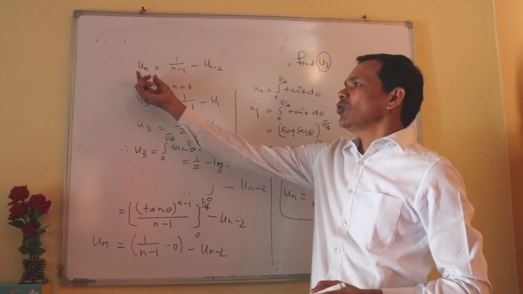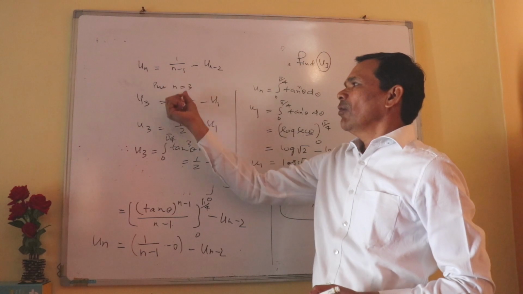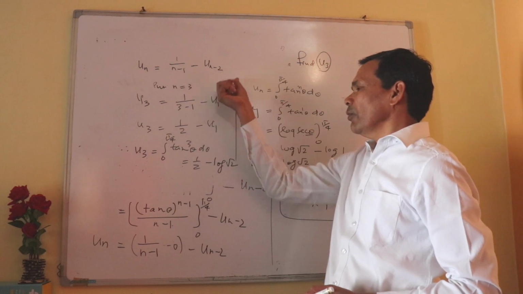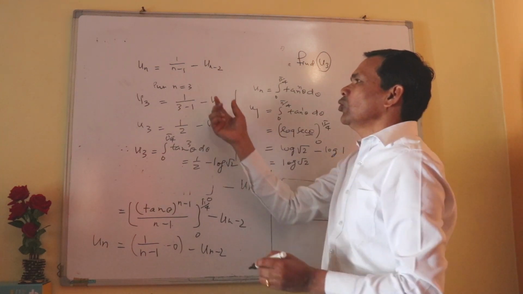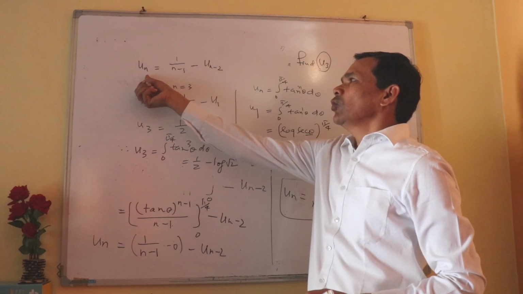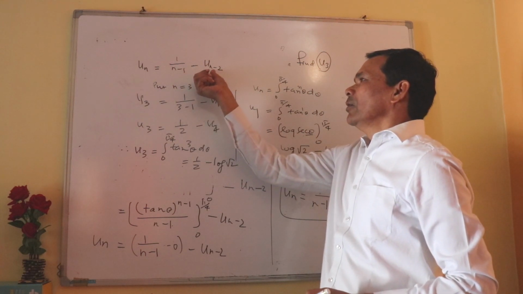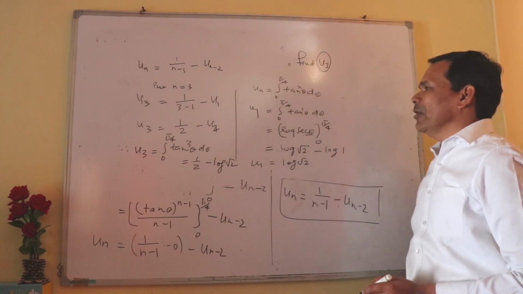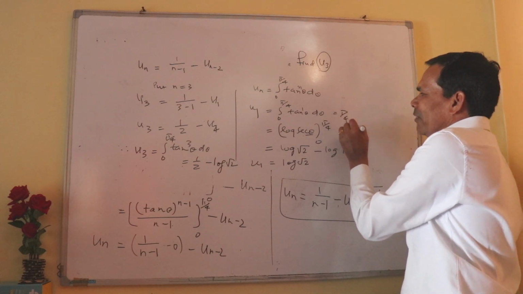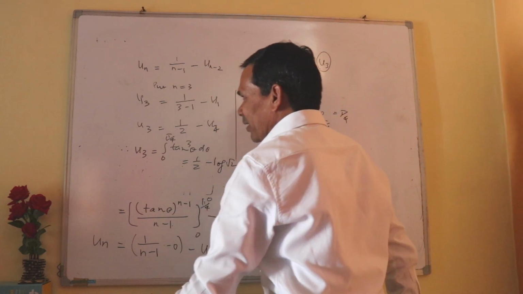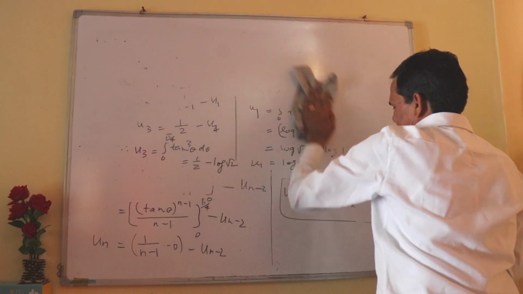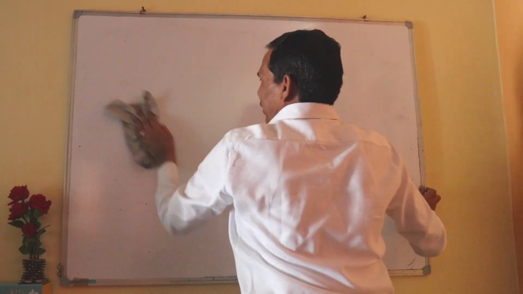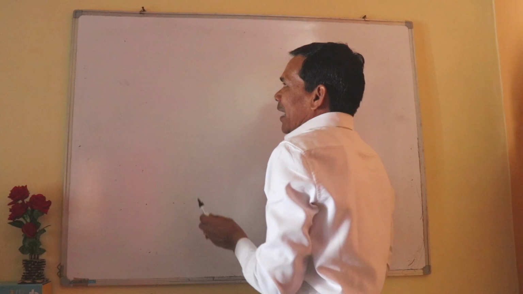Suppose n is equal to 4 and you need to find u4. Then put n equal to 4: 1 upon 4 minus 1, which is 1 by 3, minus u2, since 4 minus 2 is 2. Again, you can find u2 from here: 1 upon 2 minus 1, minus u0, since 2 minus 2 is 0. Tan raised to 0 means 1, so the value of u0 is pi by 4. Likewise you can find the value for any index using this reduction formula. Similarly, you have a reduction formula for cosine also.